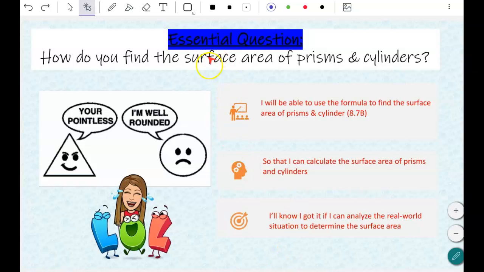So here's our essential question. How do you find the surface area of prisms and cylinders? I would be able to use the formula to find the surface area of prisms and cylinders so that I can calculate the surface area of prisms and cylinders. I'll know I got it if I can analyze real-world situations to determine the surface area.